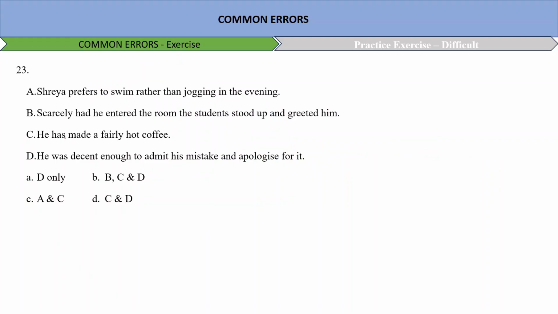Next, Shreya prefers to swim rather than jogging in the evening. Okay, Shreya prefers to swim rather than to jog in the evening. Scarcely had he entered the room, the student stood up and greeted. He has made a fairly hot coffee. He was decent enough to admit his mistake and apologize for it. So this is appropriate, and because B, C, D are appropriate, we have option B here, which is correct.